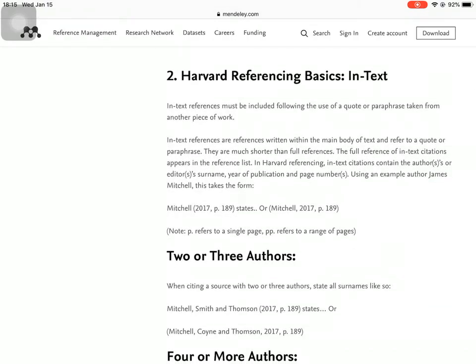So for in-text citations, and I'm going to skip down to where we see the Mitchell in the parentheses, if you have the name of the author in the sentence already, then you don't have to include the name in the parentheses. You just put the year that the piece was published and what page number or page numbers you're referencing or where you're getting that information from. If you have not explicitly said the author's name in that sentence, though, the author's name is going to go in the parentheses. We need to know which author you are referencing.